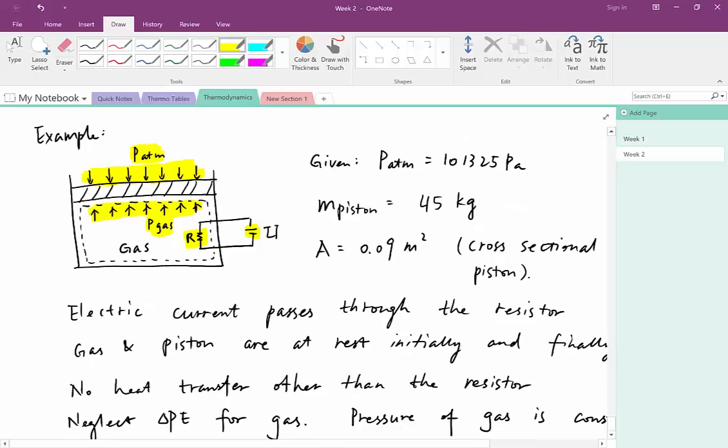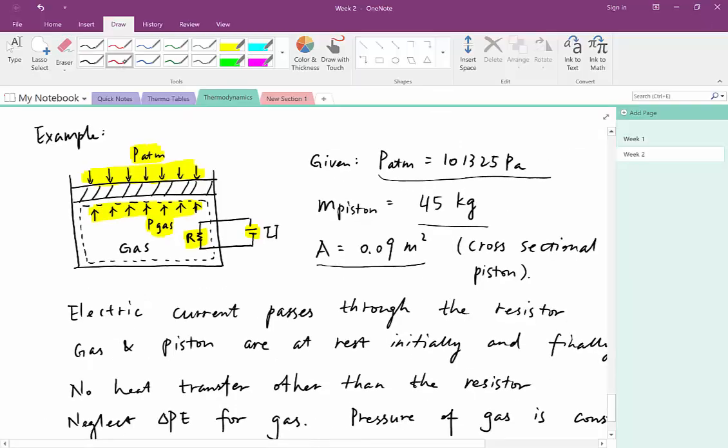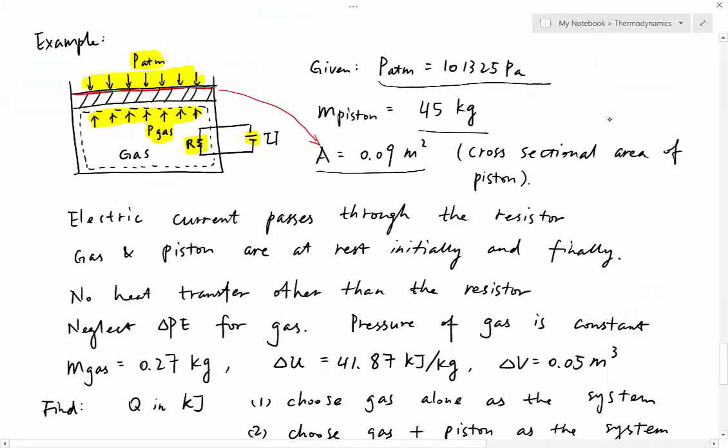pressure of the atmosphere is given. Here it's 101325 Pascal. Mass of the piston is given, 45 kilogram. And area, cross-sectional area of the piston is given. It's 0.09 meter square. Okay, where's this A? A is here, indicated by the red surface. This is where the A is. Okay, this surface has an area of 0.09 meter square.